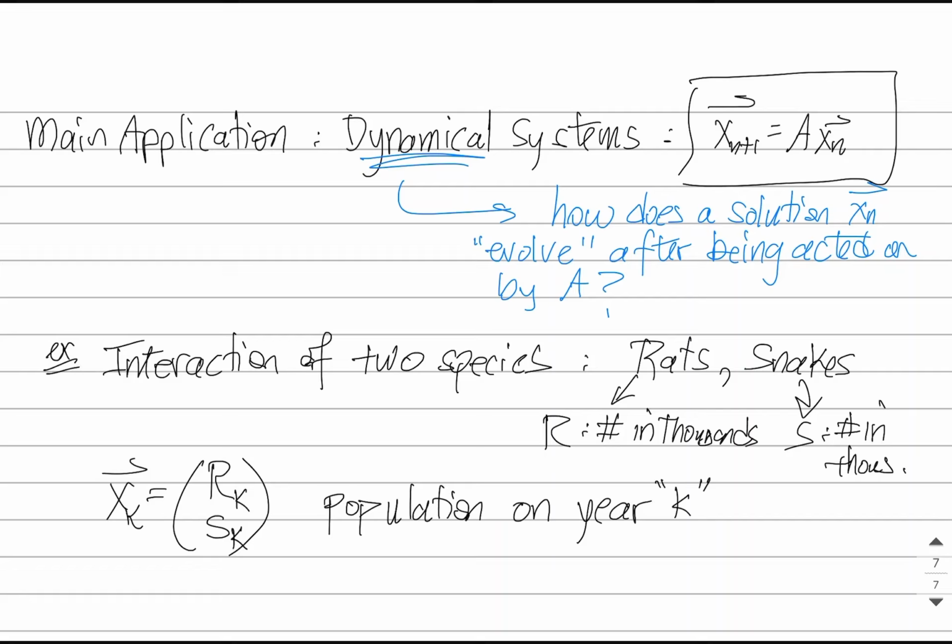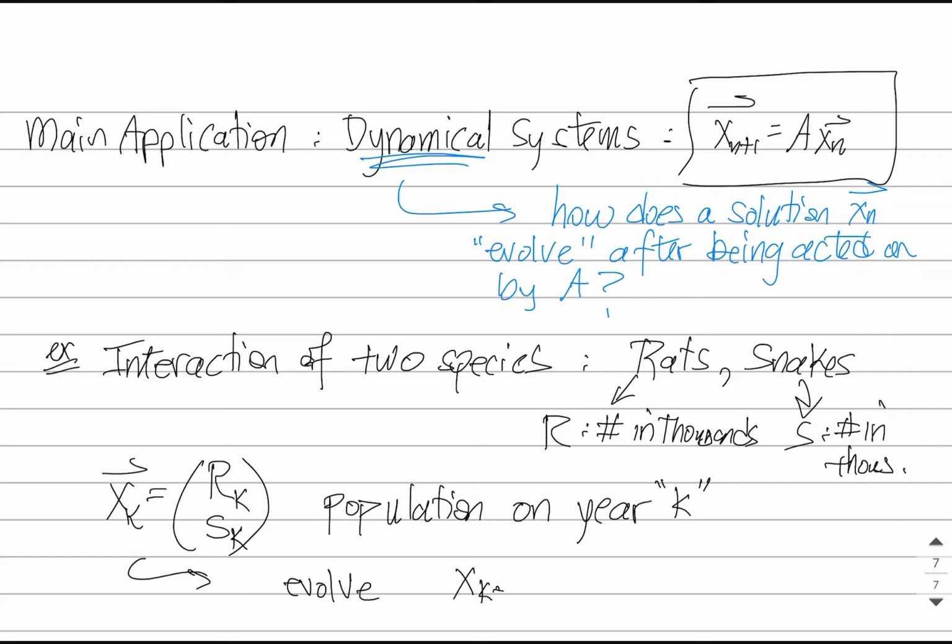As an example of this, you can model the population of interacting species. Let's say we've got some location where we're studying the population of rats and snakes, and we can measure each of them in units of thousands, and we can create a vector x_k that stores the amount of each population in some year k. Now, when we have a dynamical system, what we want to do is see how those rat and snake populations evolve. They would evolve according to some sort of equation that looked like this, a dynamical system.